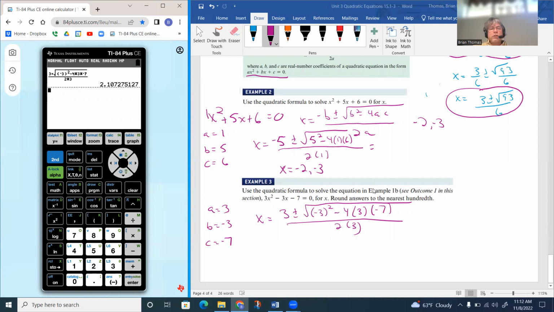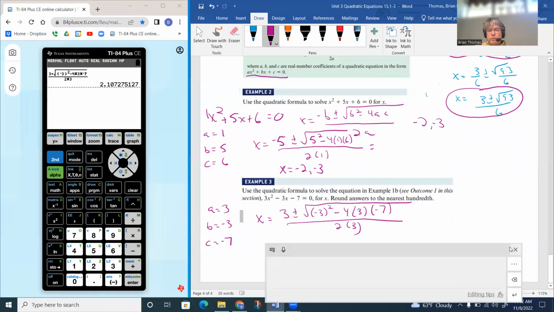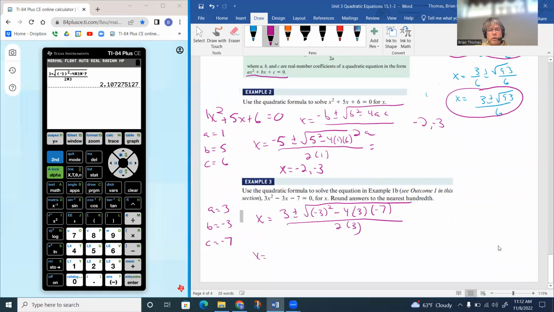Now it says to round to the nearest hundredths place. So that's going to be where this 0 is. So I have to look at the third place, which is 7, which means I have to round the 0 up to a 1. So it's going to be 2.11. So x is going to be about 2.11 if I round it.